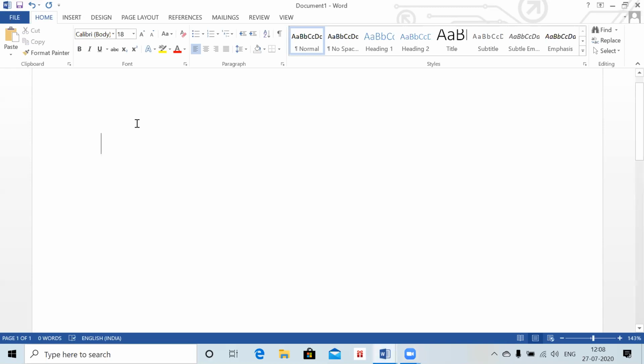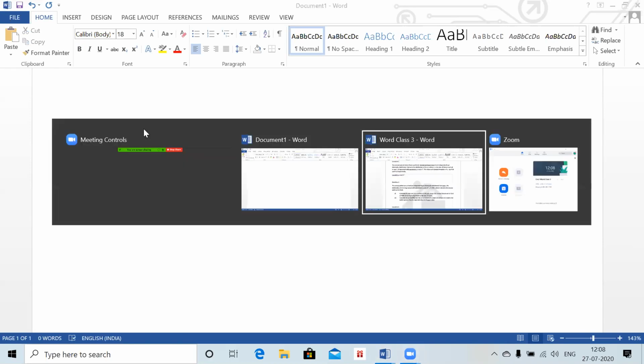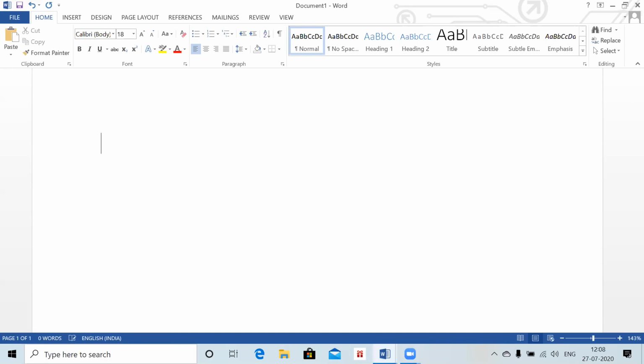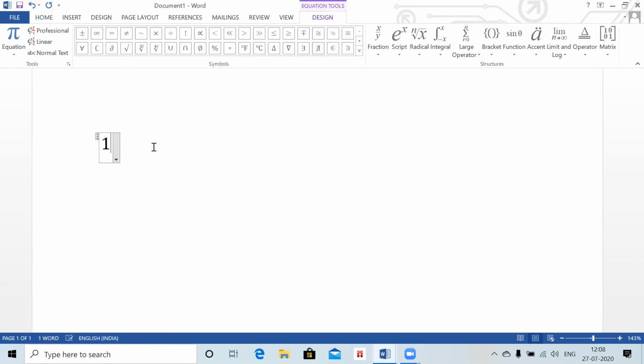So we have to calculate the parameters of the log normal distribution, and we have been given that 1 plus IT follows log normal. Okay, so 1 plus I underscore T follows log normal with parameters mu, sigma square. I hope everyone can hear me.